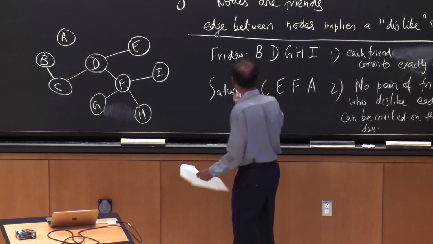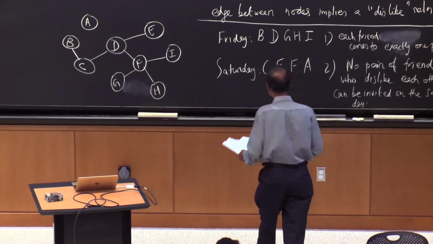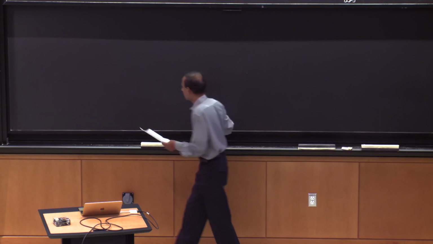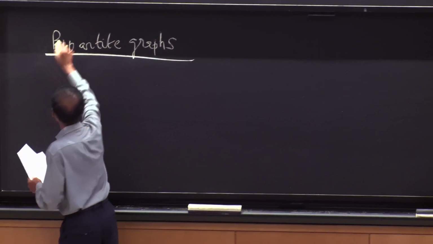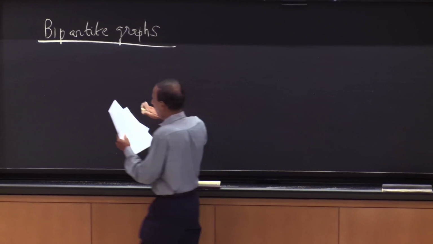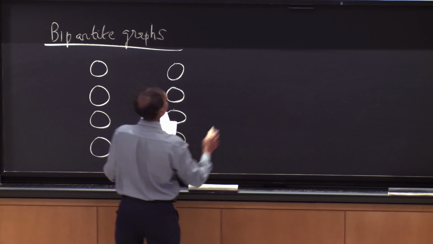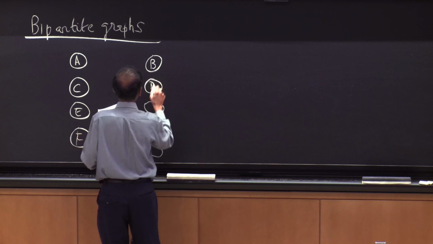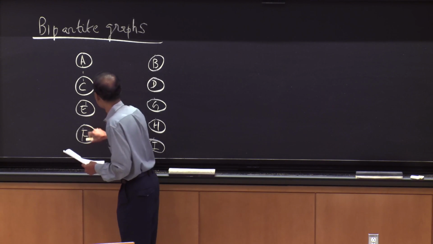And it turns out that graphs that can be partitioned in this manner have a special name. They're called bipartite graphs. Bipartite graphs. I'll write it out. And the reason they're called bipartite graphs is if you have a bipartite graph, you can always draw it in this fashion, where you have A, C, E, F, and then you have B, D, G, H, I, such that you never see edges like this or like that.